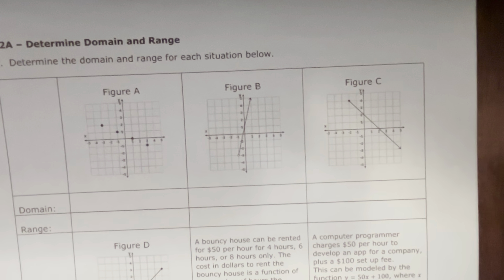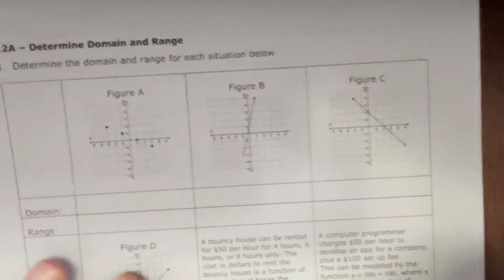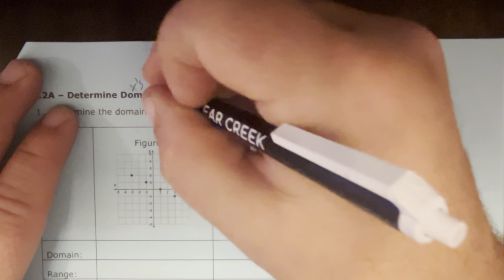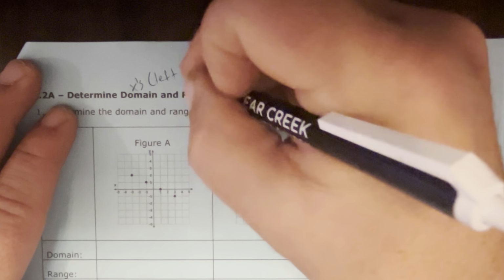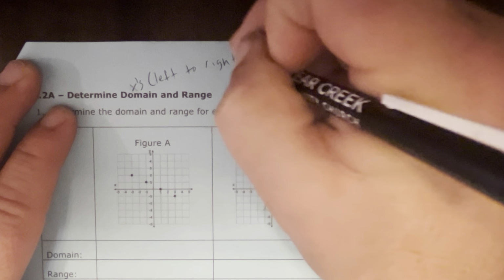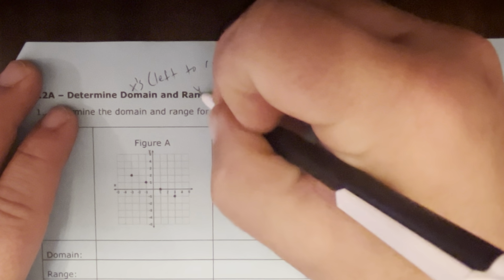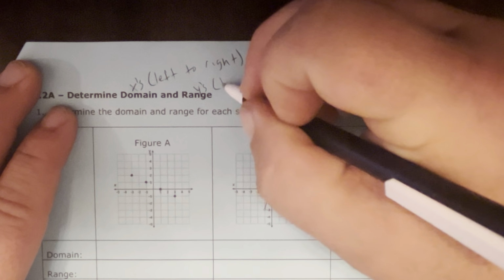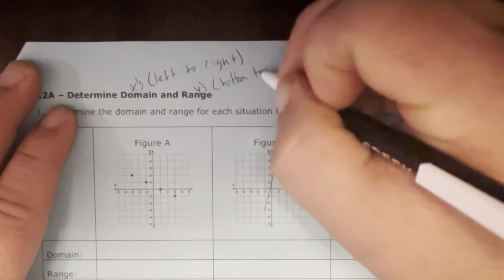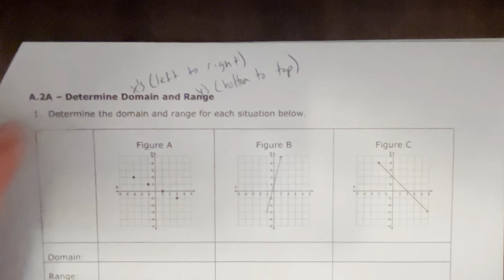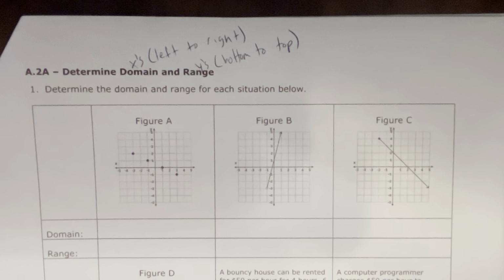On number 1, it's asking for the domain and range. As a reminder, domain are the x's, which is going to go from left to right. And then range is the y's going from bottom to top, or low to high. And so everything's going to be in this order.